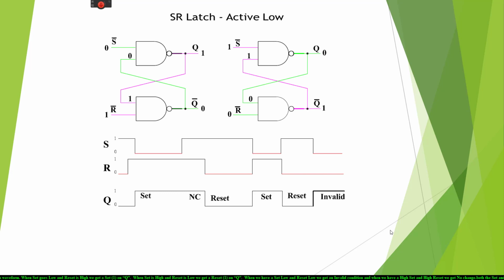Here is an active low input SR latch waveform. When set goes low and reset is high, we get a set on Q. When set is high and reset is low, we get a reset on Q. When we have set low and reset low, we get an invalid condition. And when we have a high set and high reset, we get no change.